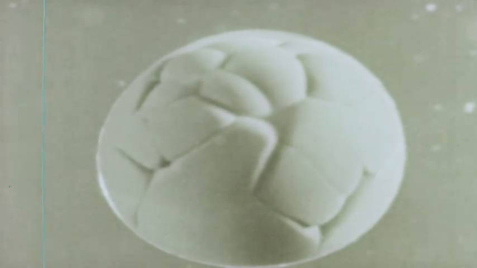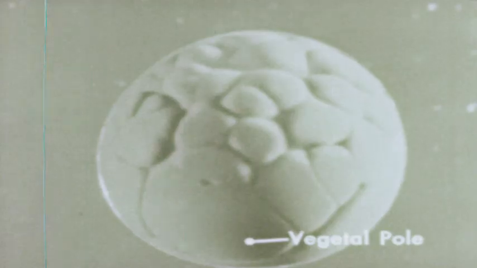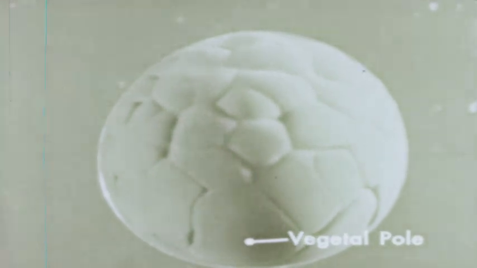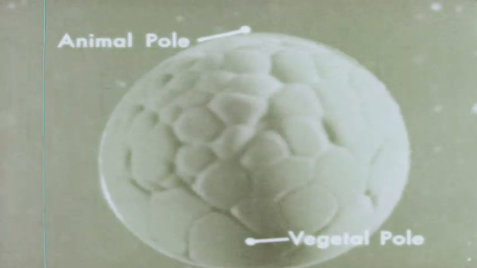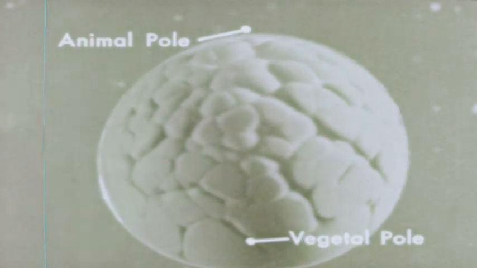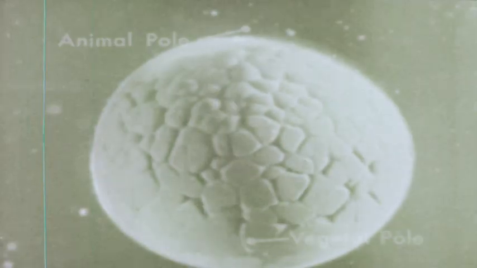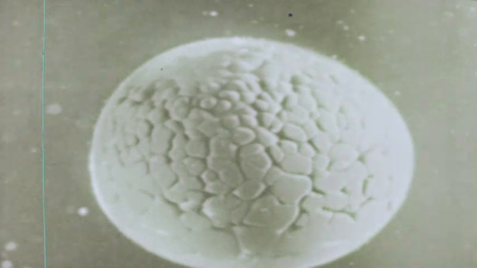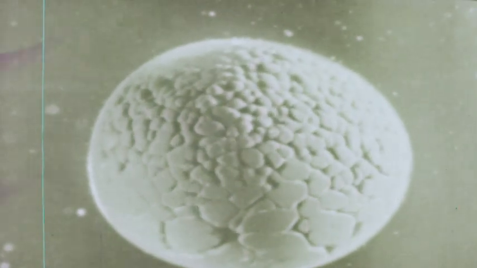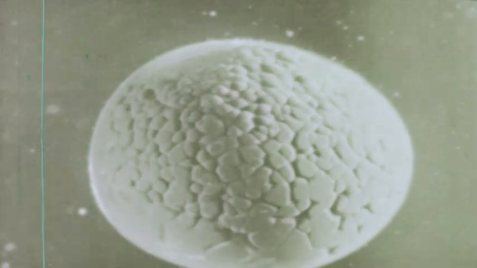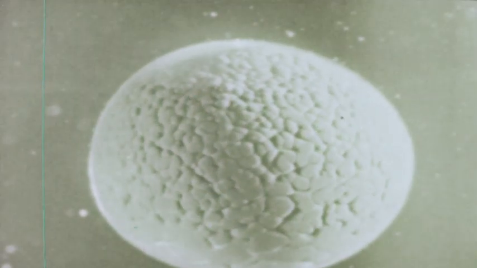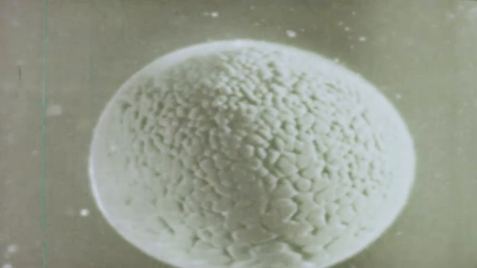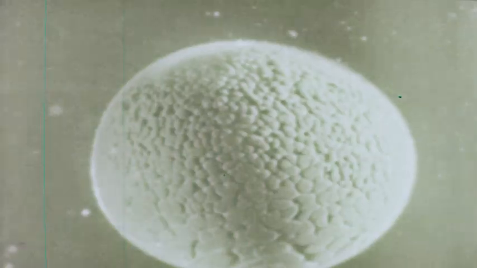Notice in particular that the yolk-laden cells in the vegetal pole divide at a slower pace than cells in the animal pole. As a result, fewer and larger cells form in the vegetal area. Now observe another blastula developing. With each division, the number of cells increases, while at the same time, the size of individual cells decreases.